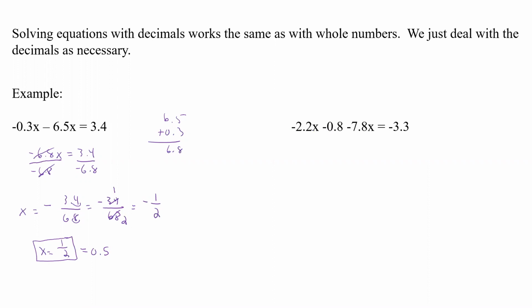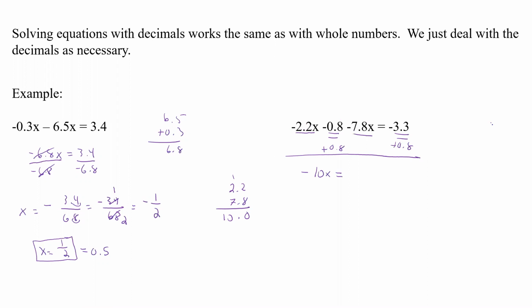All right, so here we have these two. The x terms here are like terms, and these are like terms. One thing I'm going to do is take this to the other side, so I'm going to add 0.8. And both of these are like signs, so I can just add the two together. If I take 2.2 and add 7.8, that's going to be 10, and it's going to be negative, so that's a negative 10x equals.